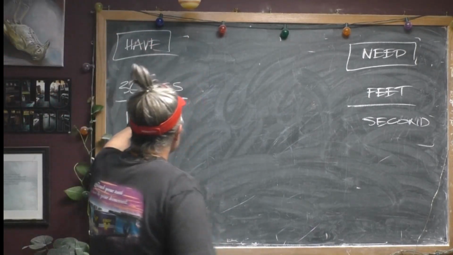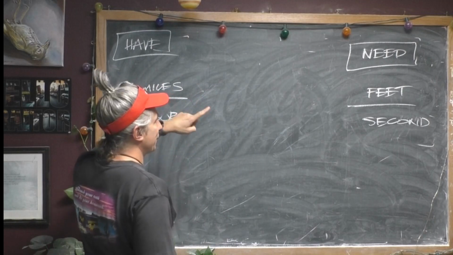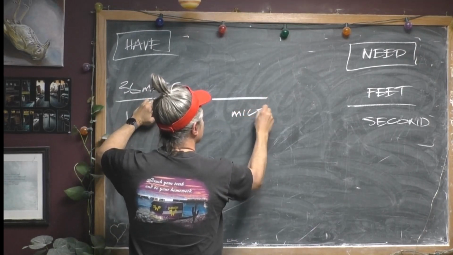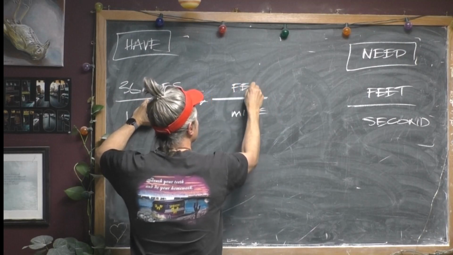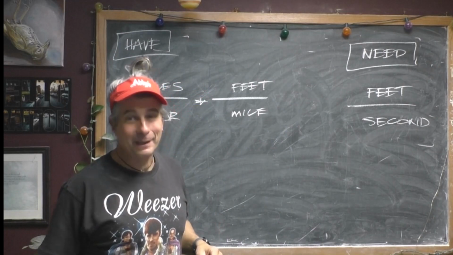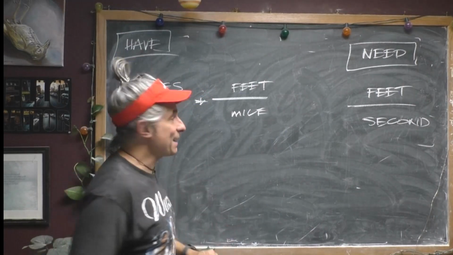Okay. So we got miles up here. We need feet. We need a conversion between miles and feet. Now, in case you don't know it, and it's okay if you don't, you will eventually in this class, there are 5,280 feet in a mile.